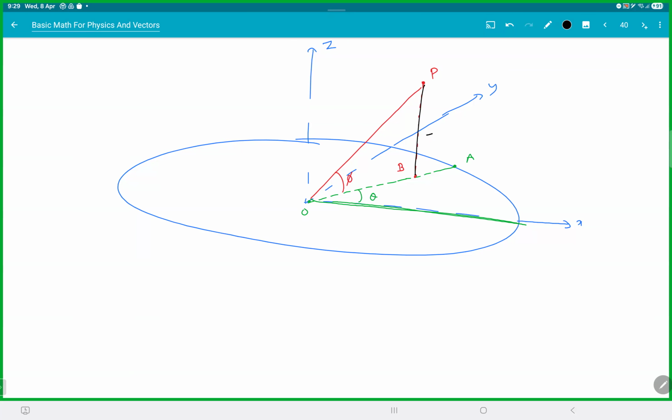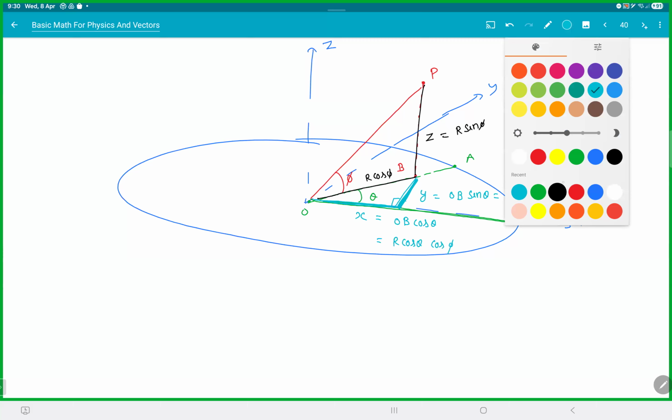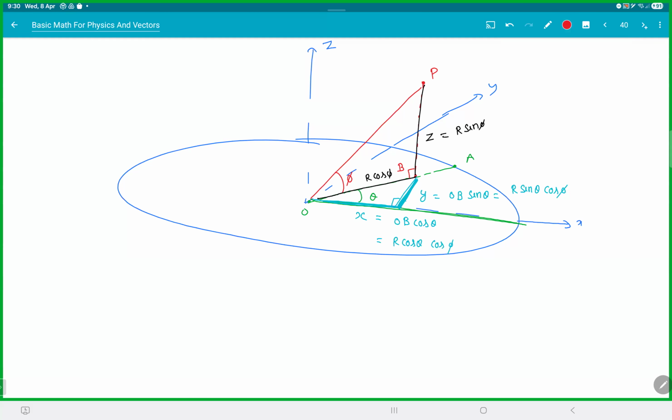This was the opposite side. This was the z coordinate, which came out to be R sin phi. This thing came out to be R cos phi. So you're dividing OB again into two more pieces by dropping a perpendicular. We got this piece, which is the y coordinate, and one more piece, which is your x coordinate. The y coordinate is nothing but OB sin theta, which was R sin theta cos phi. The x coordinate is OB cos theta, which is R cos theta cos phi. So basically, this is one right angle triangle, and that's one more right angle triangle.